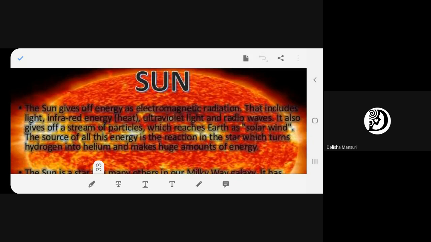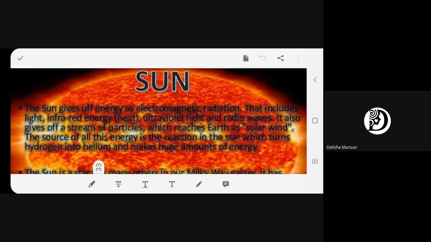Again, some more about the sun. The sun is giving energy. You agree? What is this energy known as? Electromagnetic radiation. The light that you're getting is electromagnetic radiation. Now it has light, infrared energy, UV light, and radio waves. So it consists of all these types of waves. Also, it is giving a stream of particles which comes to Earth as solar wind.